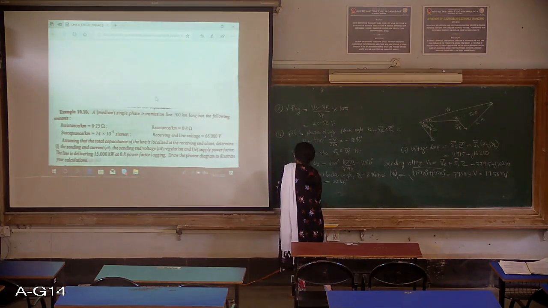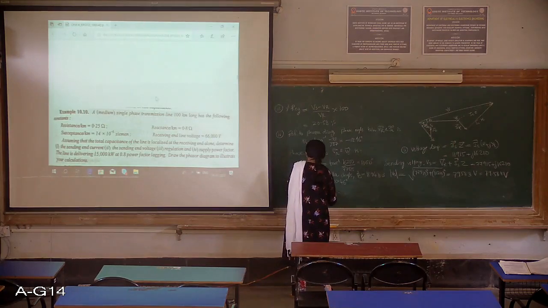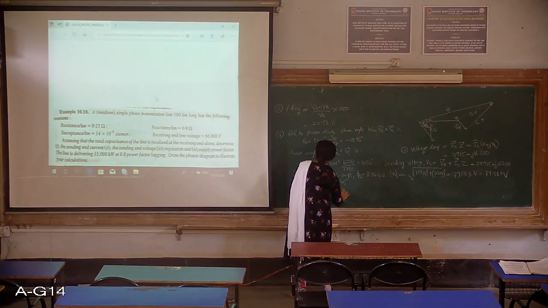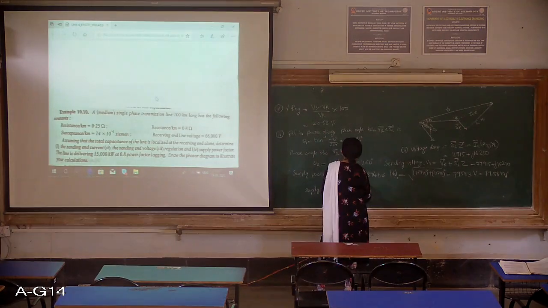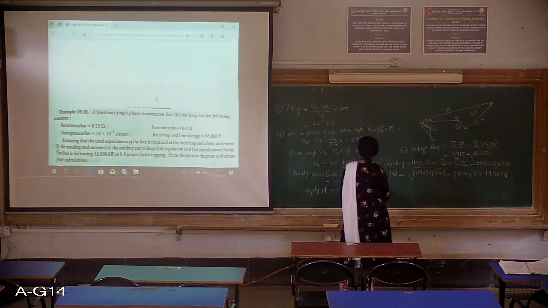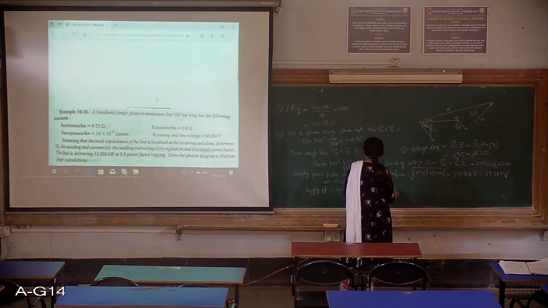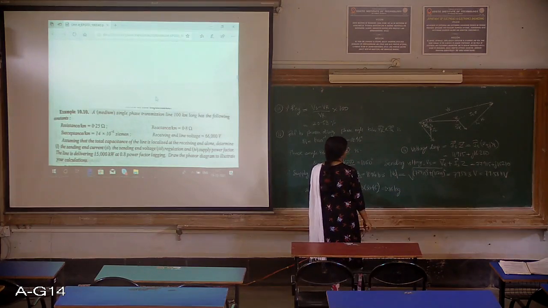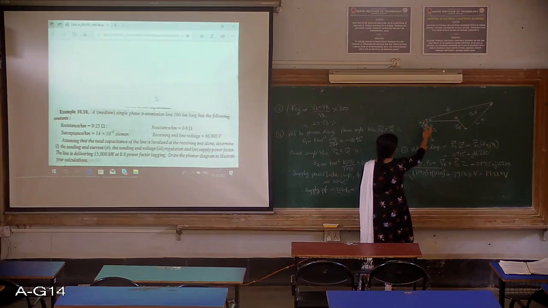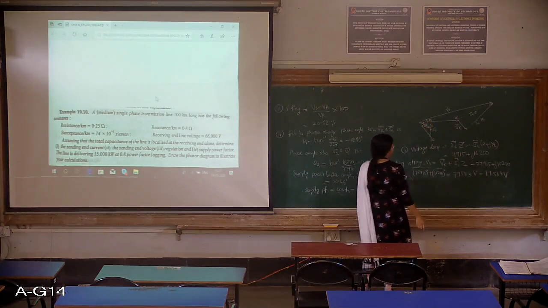Okay, so therefore supply power factor is equal to cos phi s, and it is cos of 30.46, that is equal to 0.86 lag. Okay, it is lagging. So you can clearly see here it is lagging because current is lagging behind the voltage.